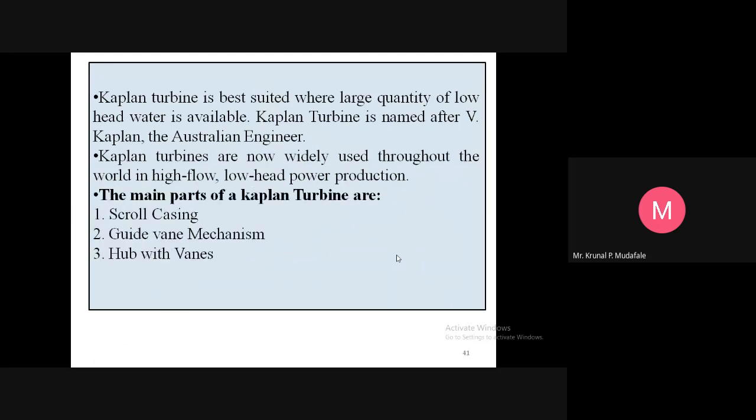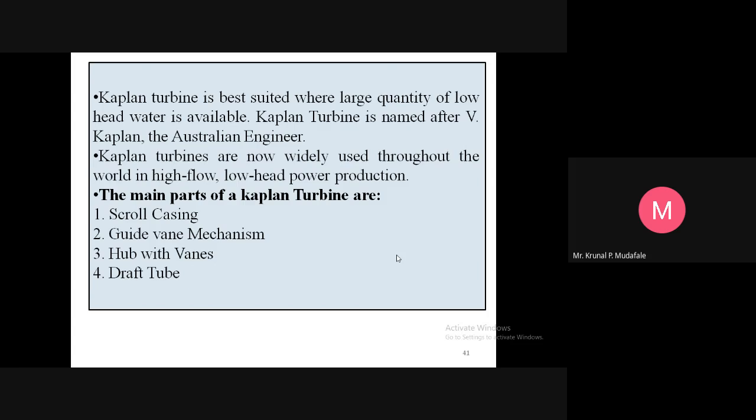So the Kaplan turbine is best suited where a large quantity of flow of water is available. The Kaplan turbine is named after V. Kaplan, an Austrian engineer. Kaplan turbines are now widely used throughout the world in high flow and low head power production. Here also we need more flow, with high flow and low head. Low head means the height of the water fall is quite low. That means we require the Kaplan turbine.